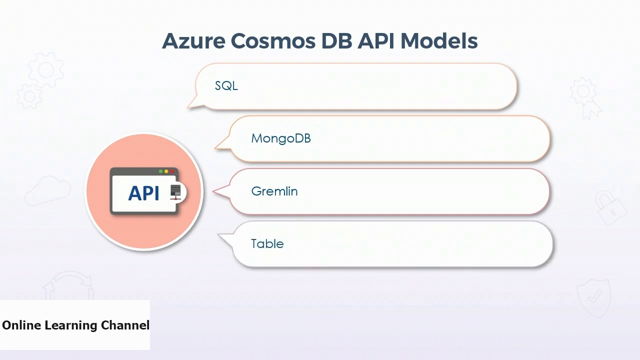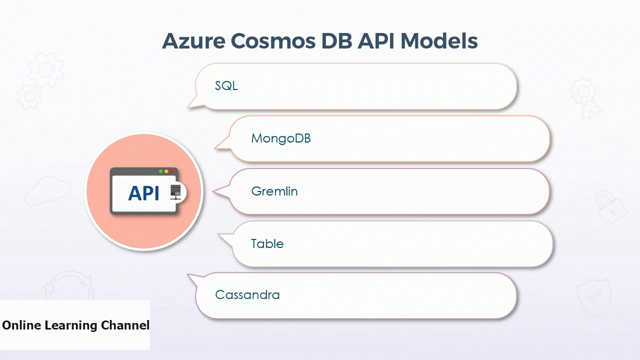Then there's the Table API. This is a very simple API that allows you to interact with your data as a very simple set of JSON documents. All you need to do is provide a primary key and a row key for each of your documents so that they can be uniquely identified. After that, you can store whatever JSON document you want. And lastly, there's the Cassandra API. This API makes it possible to query your data using the Cassandra Query Language, or CQL. Now, just like with the MongoDB API, your data will look and behave just like a Cassandra system.